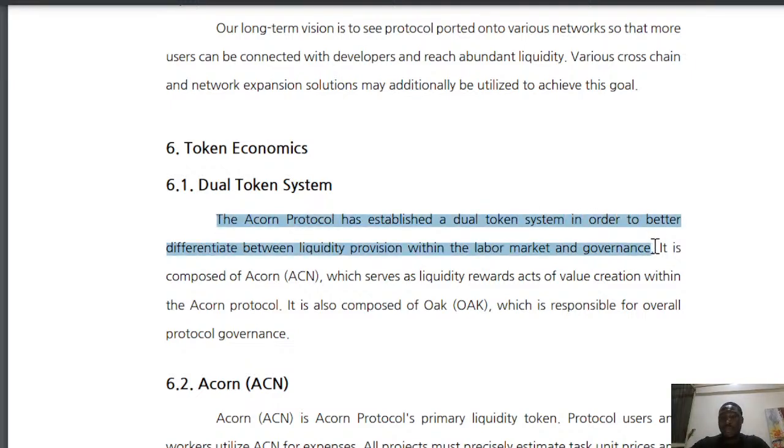So all these are important. Anything that has to do with the labor market and governance, they create a form of liquidity to ensure that the token is well taken care of. So they provide differences between liquidity provision within the labor market and governance, which is one important factor that we need to take note of when looking at the market. So all these points are very, very important.